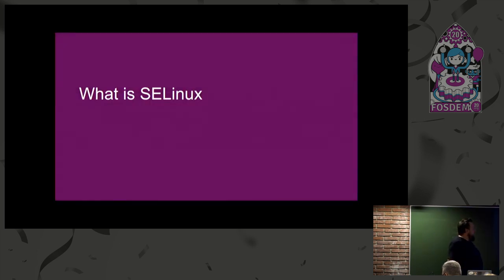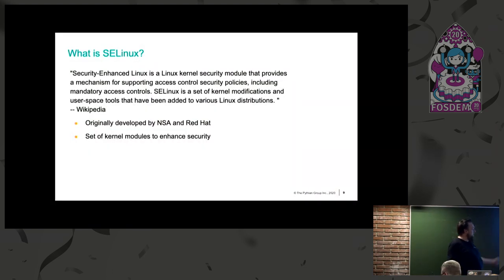So let's get started with some introduction to what SELinux is. This is the definition you can find on Wikipedia. It exists because someone thought that the normal Linux security system wasn't good enough. On Linux you have the privileges for user, groups and others, but it wasn't granular enough. It was originally developed by the NSA in America and Red Hat, and it's distributed to your kernel as a set of kernel modules for enhanced security, or for bothering DBAs.